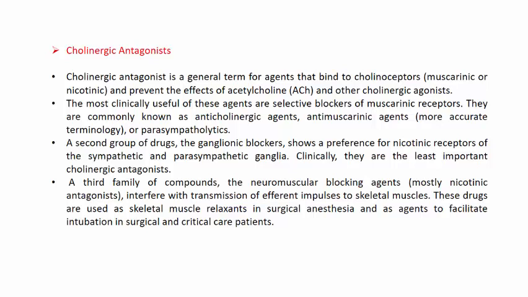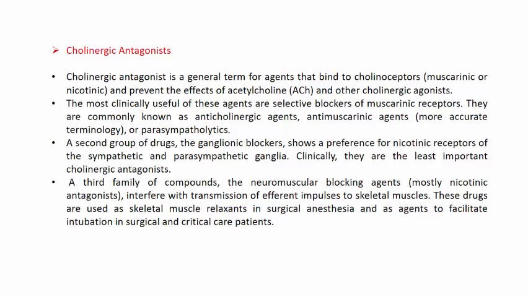اوكي يعني على العكس من الكولينرجيك اغونس. عادة تكون clinically the most clinically useful of these agents are selective blockers of muscarinic receptors، يعني اللي تكون important أو clinically useful هي اللي تعمل على المسكارينيك، تكون muscarinic receptor blockers. مثل ما تذكرون انه احنا قلنا الكولينرجيك سيستم يعني يحتوي على المسكارينيك ريسبتر والنيكوتينيك ريسبترز، ووضحنا انه كل ريسبتر وين يكون موجود inside the body.